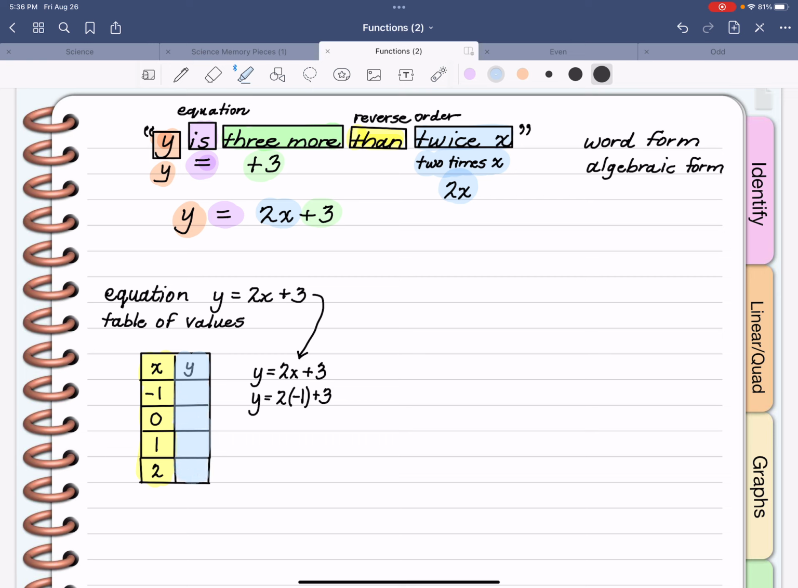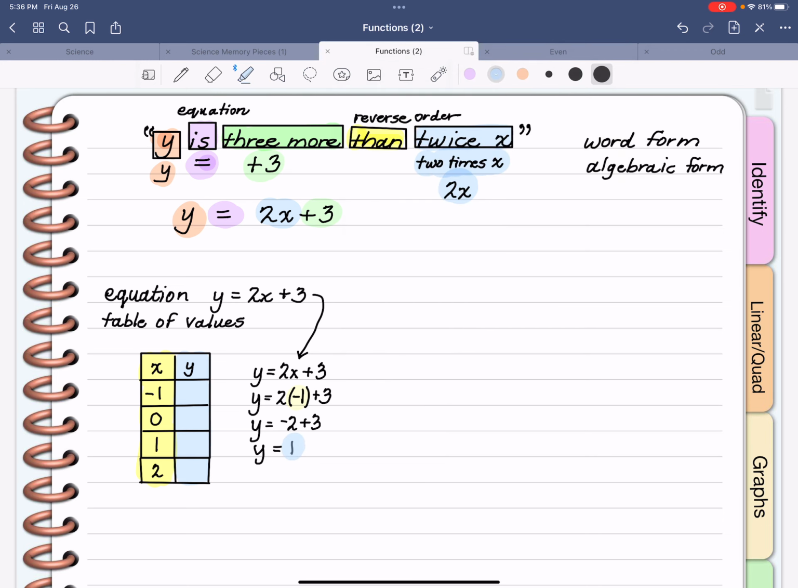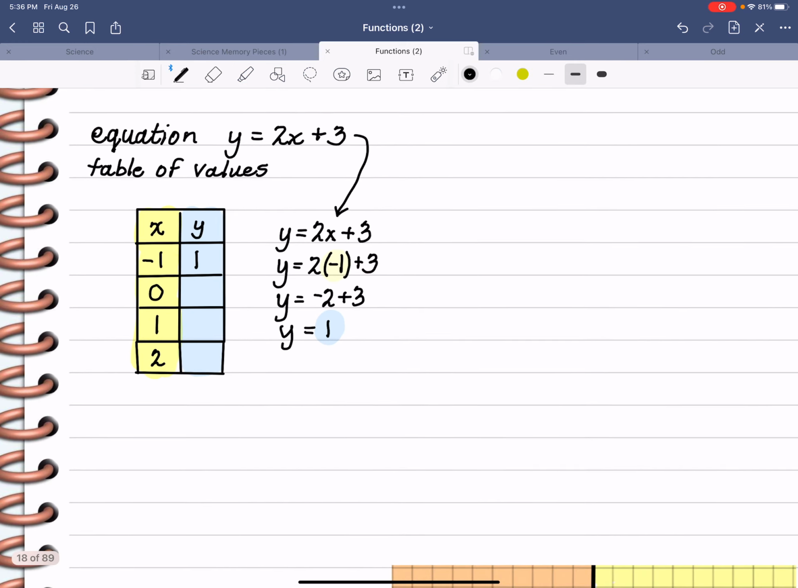Okay. So for this first math step, I am putting the x in there as -1. That's the first x. So let's do the math. We get y equals -2 plus 3. So y equals +1. And that is the first y value. Right there. It's going to go in this column. So all I've done, I've substituted this -1 into my formula, and I got a +1 out of the formula.